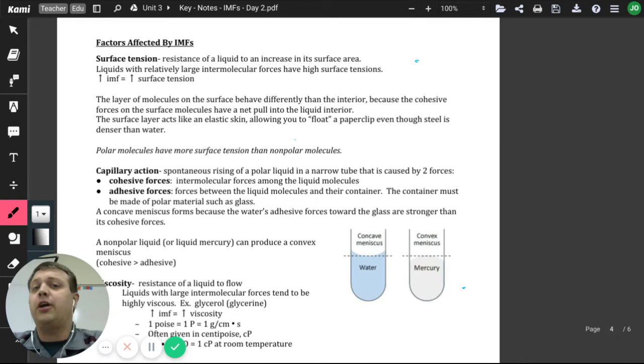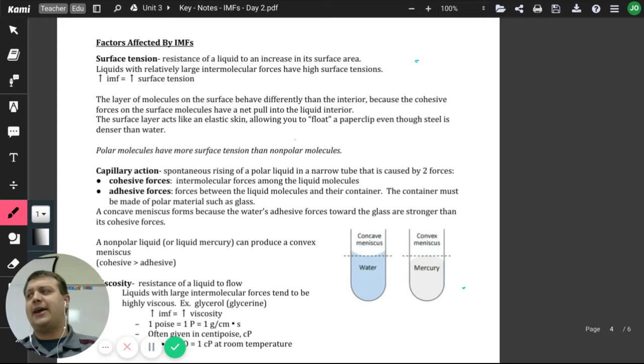Okay, so we're going to start with surface tension, a factor that is going to be affected by our intermolecular forces. Now, a factor is basically just a thing that is going to be affected by those IMFs, all right? Surface tension is basically the resistance of a liquid to an increase in its surface area. Okay, so what do I mean by that?